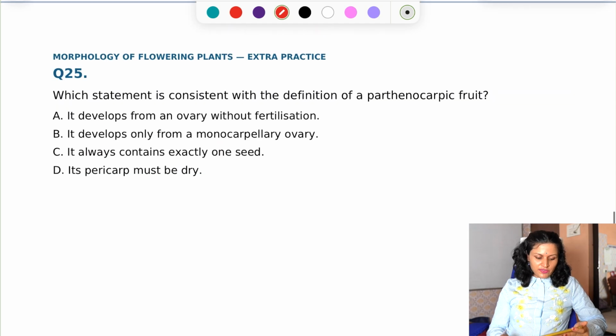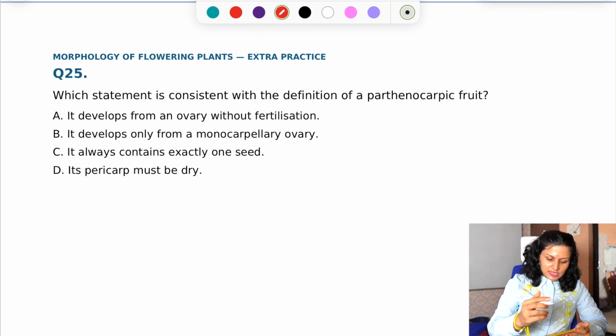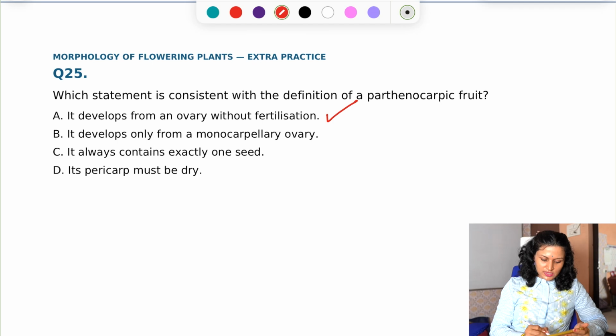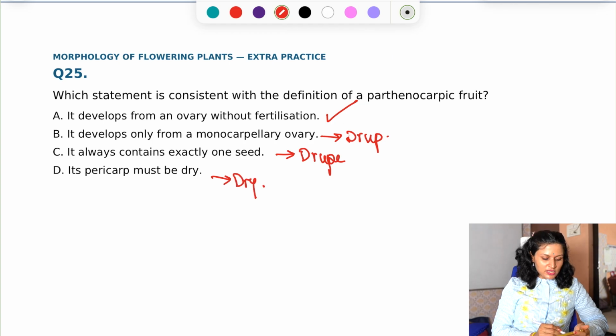Next, question number 25. Which statement is consistent with the definition of a parthenocarpic fruit? It develops from an ovary without fertilization. This is correct. Does it always contain one seed? No. This is for drupe. This is also for drupe. Pericarp must be dry. This is for dry fruit. Question number 25, option A is correct.